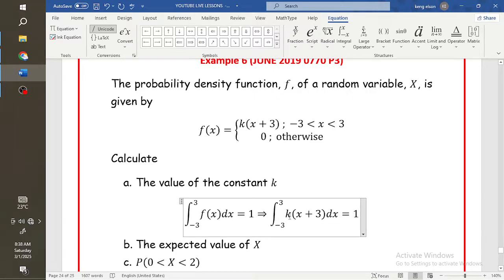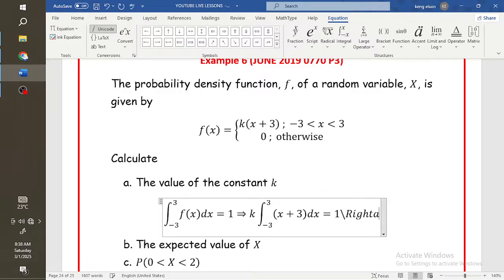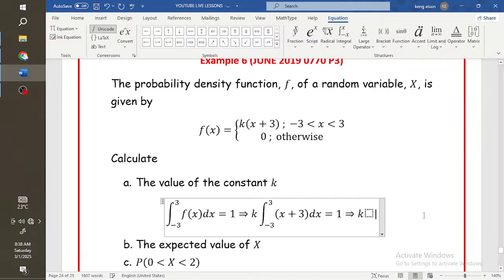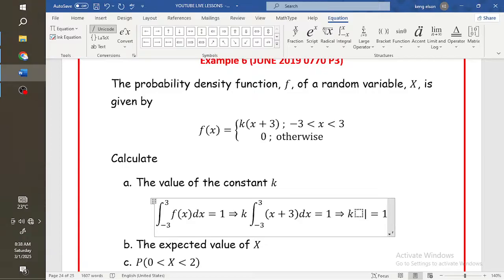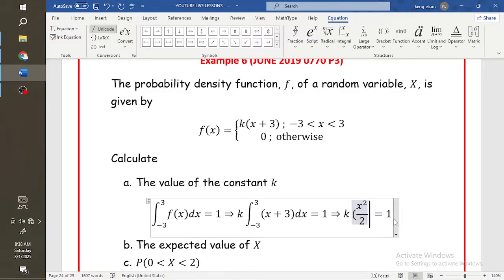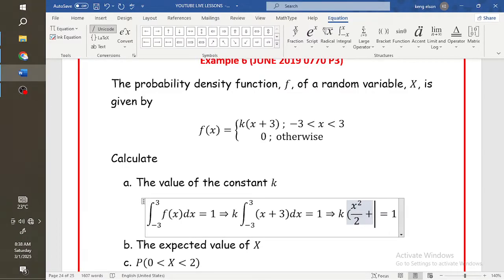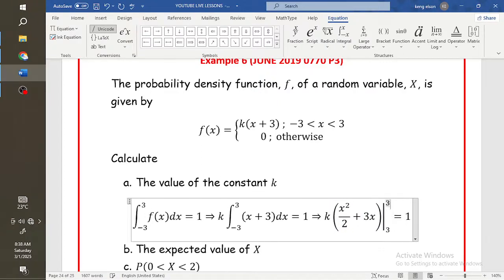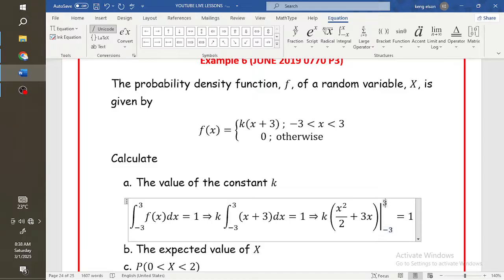k is a constant, so I'll put it out of the integral. Then I'm going to integrate normally. Now if I integrate x, I get x squared on 2. If I integrate 3, I get 3x. This is from minus 3 to 3.